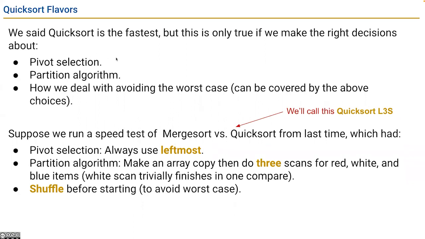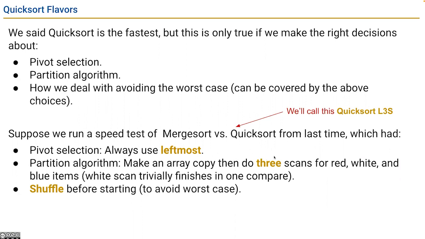Okay. So if we run a speed test of merge sort versus quicksort from last time, we'll find out. We're going to do that in a minute. We'll see that it has worse performance. So what was the quicksort from last time? I'm going to call it the L3S quicksort. Why that? Well, the pivot selection is I'm always going to use the leftmost item. Now we already saw that could be dangerous if the array is sorted.